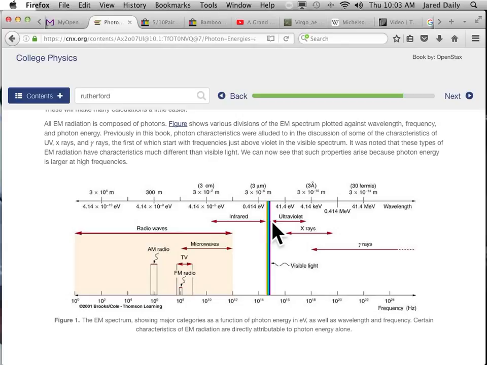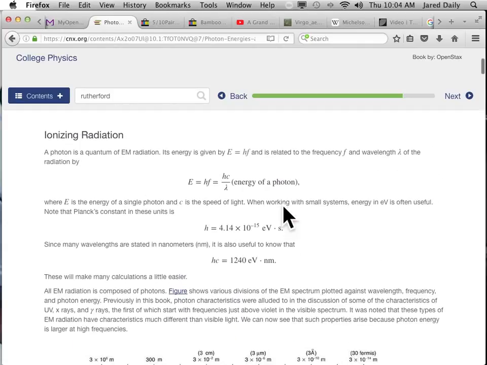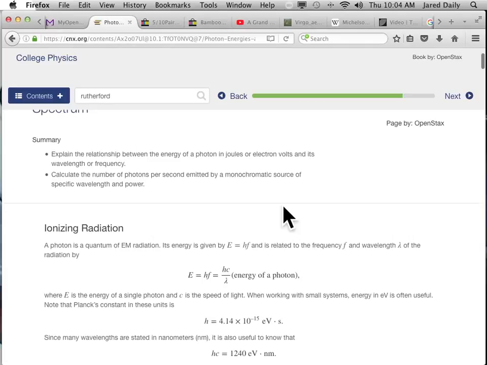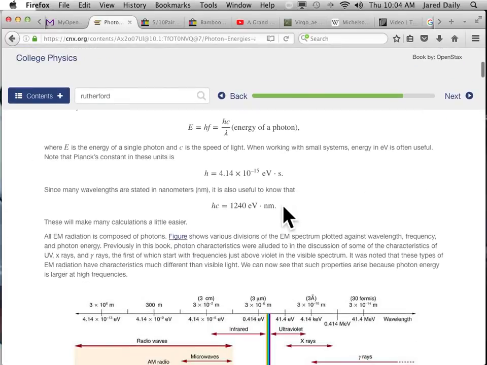And those have energies in electron volts of something like, I don't know what it is. I want to say it's like 1 electron volt or something like that. Something in that range. They actually calculate one here somewhere. Let's see.